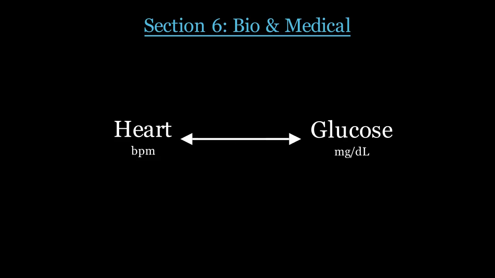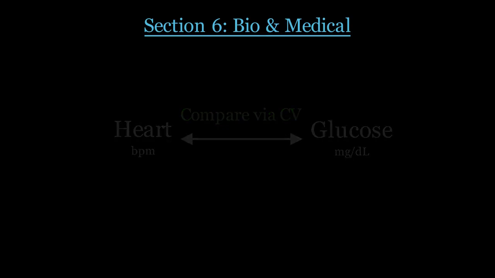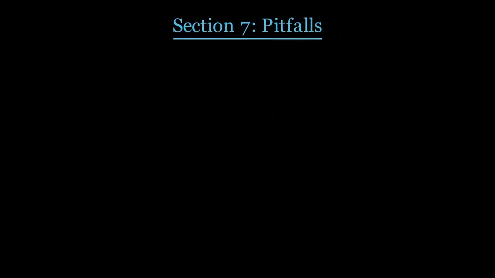Section 6. Biological and medical research. Scientists use the CV to validate laboratory assays. For example, when testing a new drug's effect on heart rate versus its effect on blood glucose, the units, beats per minute versus milligrams per deciliter, cannot be compared directly. By calculating the CV across different experimental trials, researchers can determine which physiological response is more stable or which measurement method is more reliable across diverse patient populations.